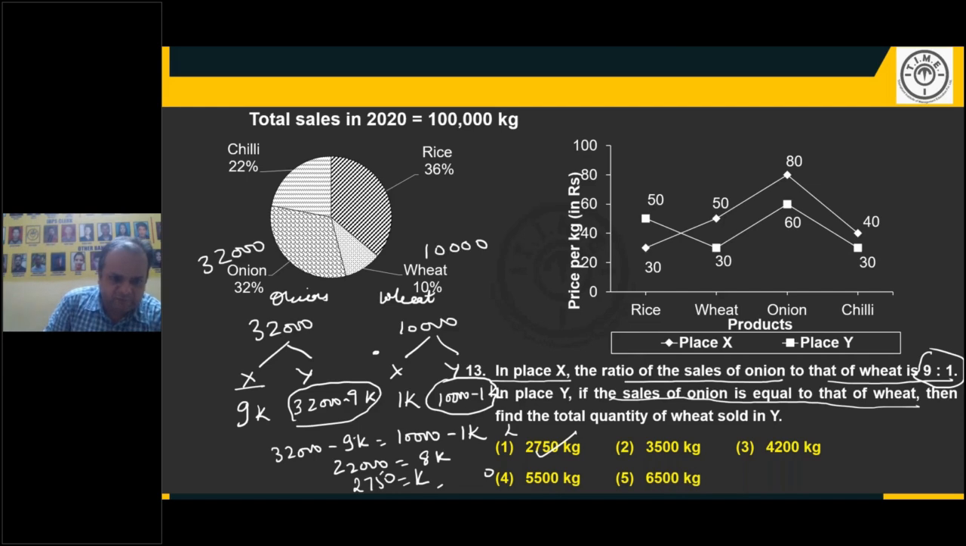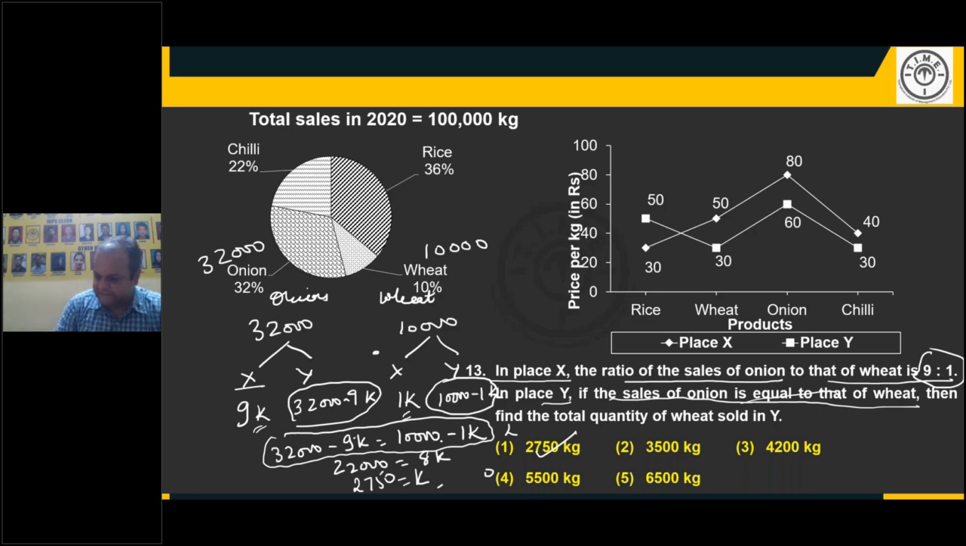32,000 two parts, X and Y. X is 9K. Likewise 10,000 for wheat, place X is 1K. So if total is 32,000, place X is 9K, place Y will be 32,000 minus 9K. And total is 10,000, place X is 1K, for Y it will be 10,000 minus 1K. And these two are equal. So we have put this as equal because they have said sales of onion is equal to that of wheat at place Y. So K comes out to be 2750. Is this clear? Please ask if there are any doubts.